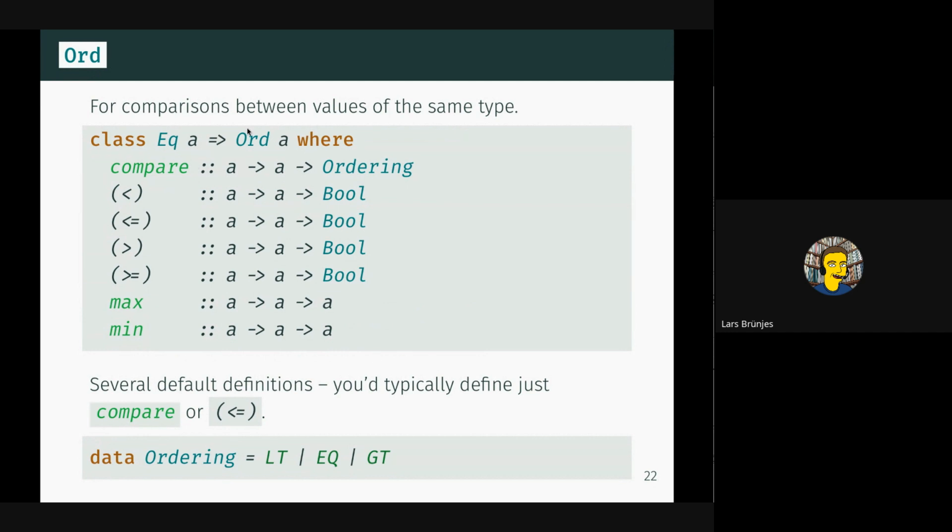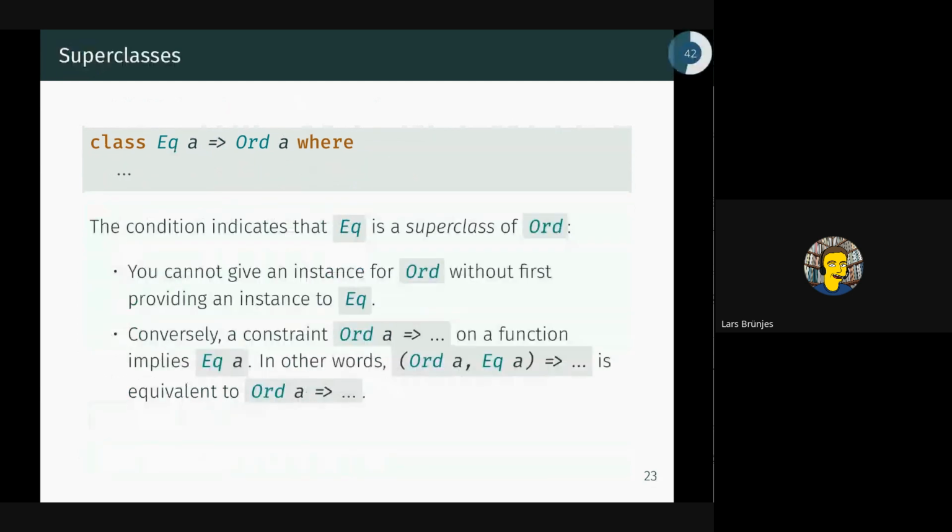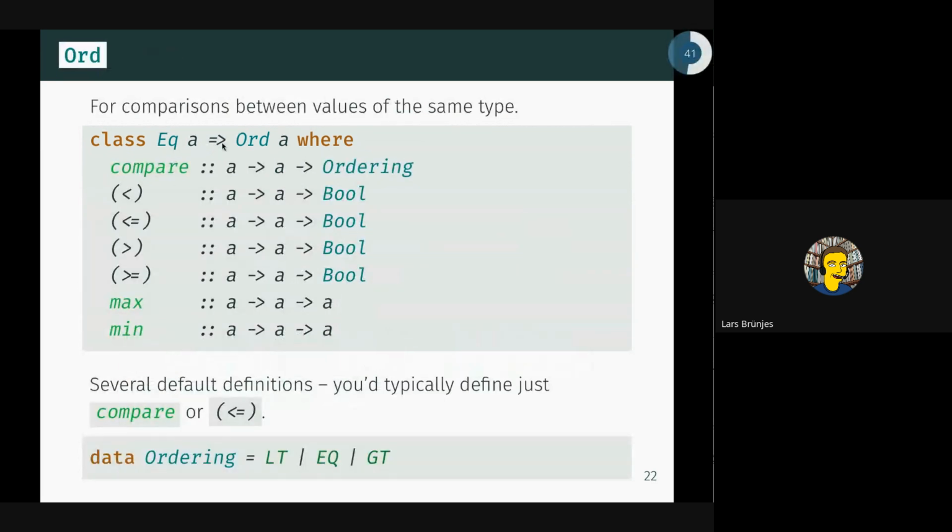And this is defined like this. And here we see something that we probably haven't seen before. This means we define class Ord on a, with Eq as a superclass. This is read as Eq is a superclass of Ord.